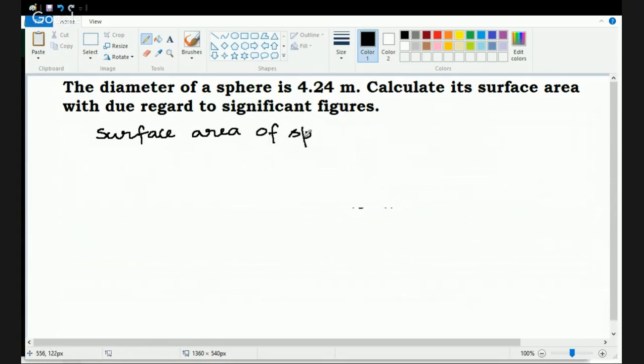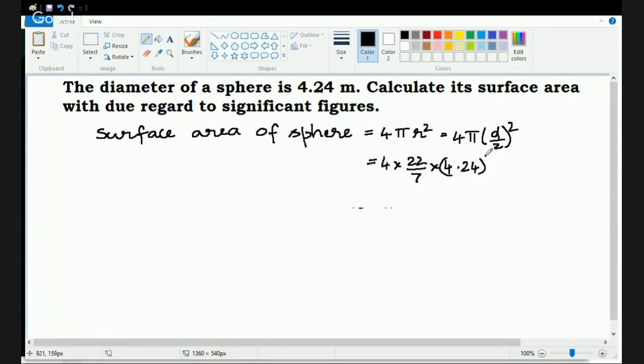What is surface area of sphere? 4 pi r square. Exactly. 4 pi r square. Yes, sir. 4 into 22 by 7 into, of course, radius square. I'll go for writing this as diameter by 2 whole square. Then this becomes 4.24 whole square divided by 4. Happily, this 4 we cancel off.